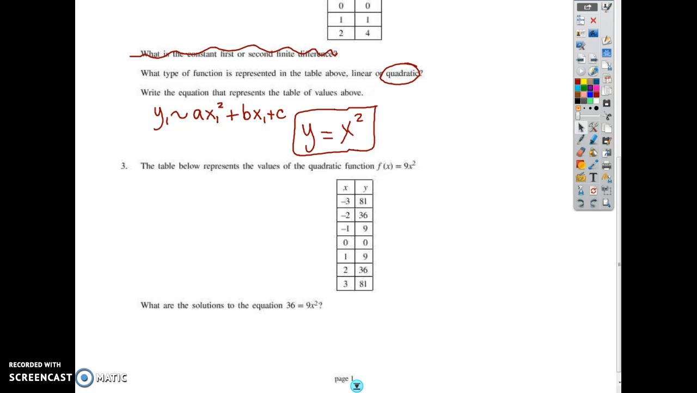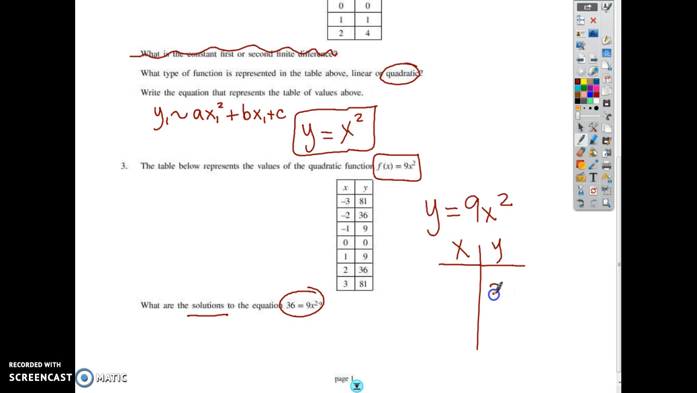Okay, so problem number 3 gives you the equation. You guys do not have to go find the equation for this table. They gave it to you. What they're asking for is the solutions to the equation 36 equals 9x squared. So that means I have y equals 9x squared, and they want to know when y is 36, so let's make a table. When y is 36, what is the x? And because it's a quadratic, it's probably going to have 2 answers, right? So we just go look for both of them, or if there's just one, then we just pick that one.